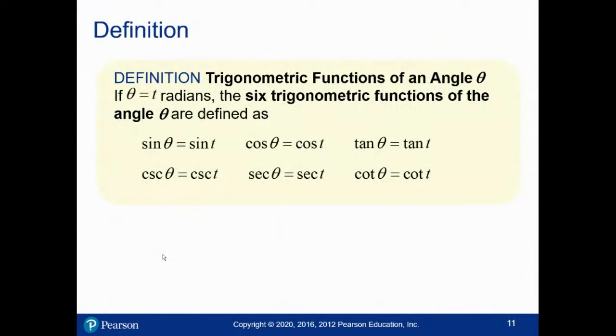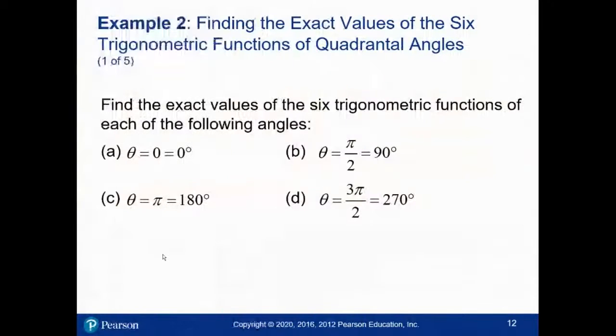Because the angle and the length are the same in the unit circle, as long as you're measuring the angle in radians, we can also talk about trig functions: sine, cosine, tangent, cosecant, secant, cotangent. These are called the trigonometric functions, or just trig functions. We can plug in angles rather than arc lengths, and actually the angle is the standard thing to plug in.